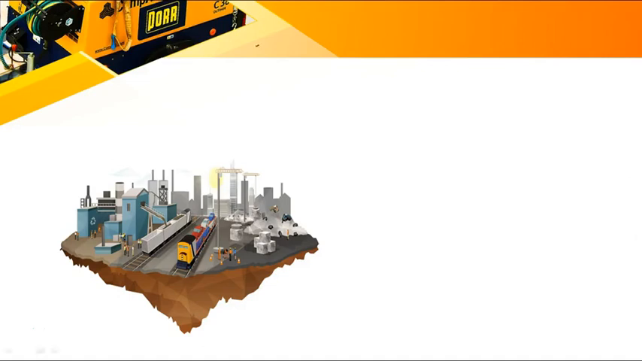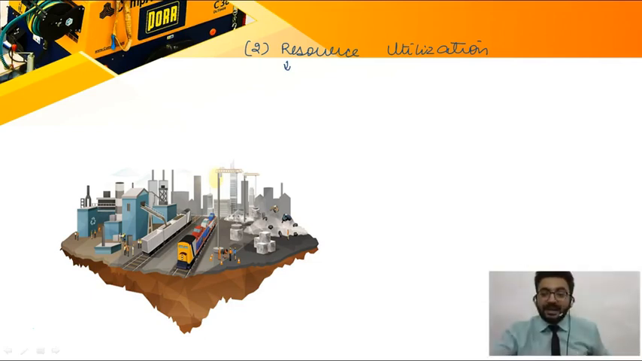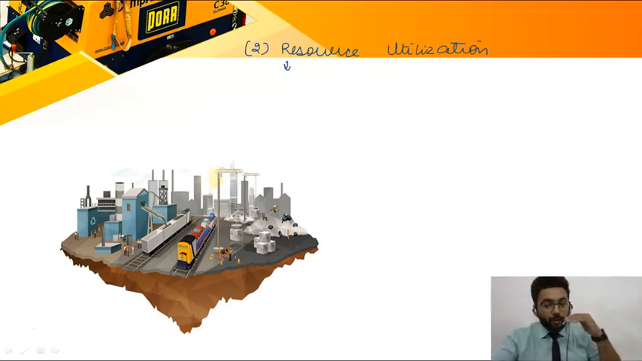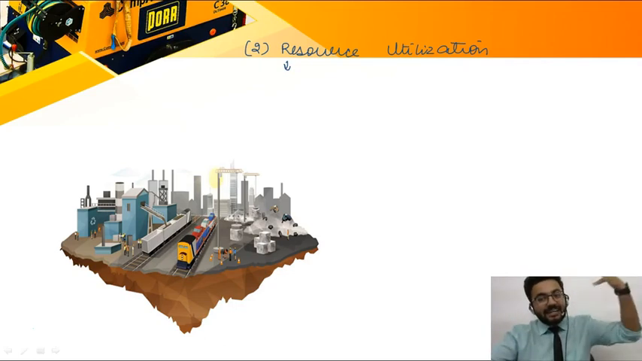The second objective of operations management is resource utilization. So if I talk about resource utilization, what does that mean? Another major objective of business. You should utilize your resources as efficiently as you can. Let me tell you how.